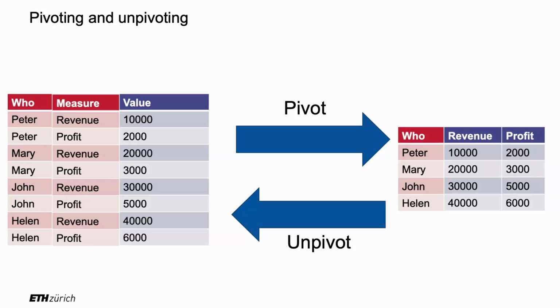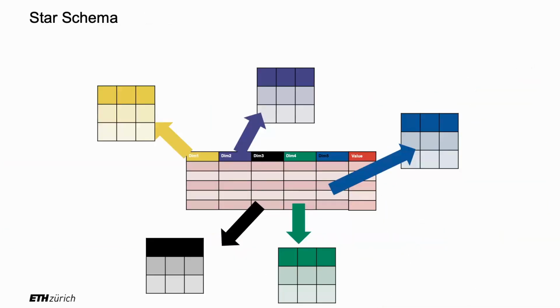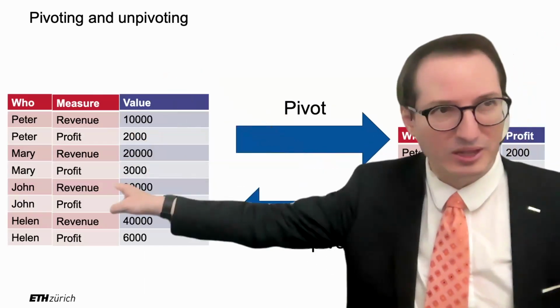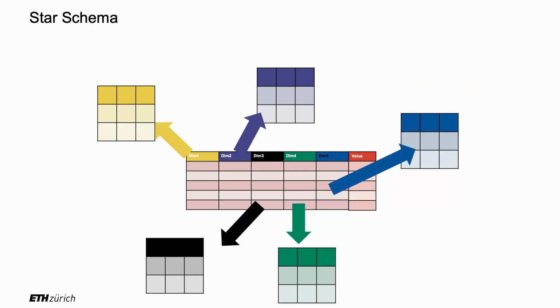Yep. So that's called pivoting and unpivoting. In fact, there are even extensions of SQL that allow you to do this pivoting and unpivoting in SQL. So you can write a SQL query that does that in both directions. All right, so because of that, I'm not going to do it this way. I'm just going to do it that way. Much simpler. We have a single value column.